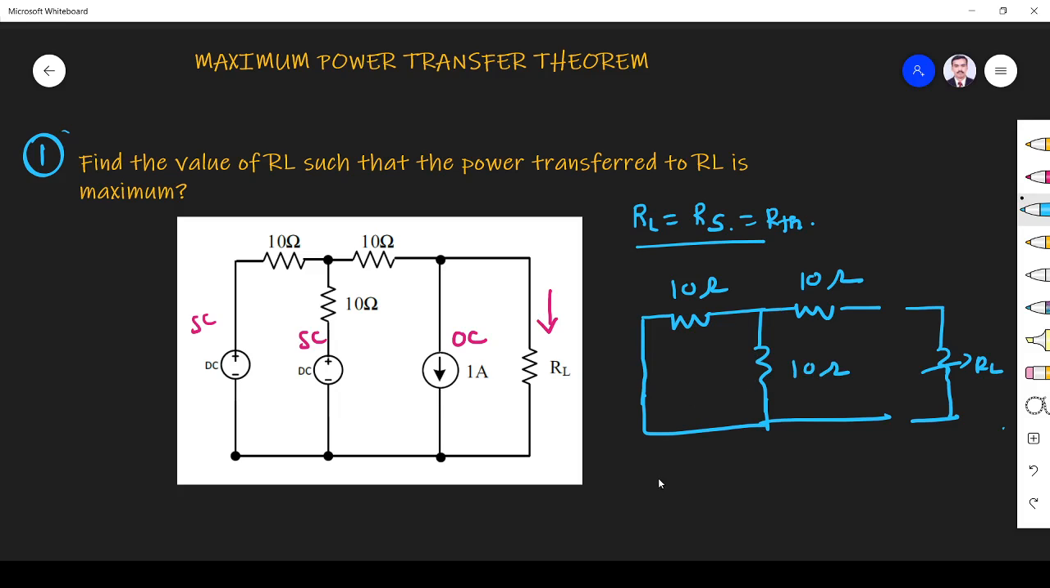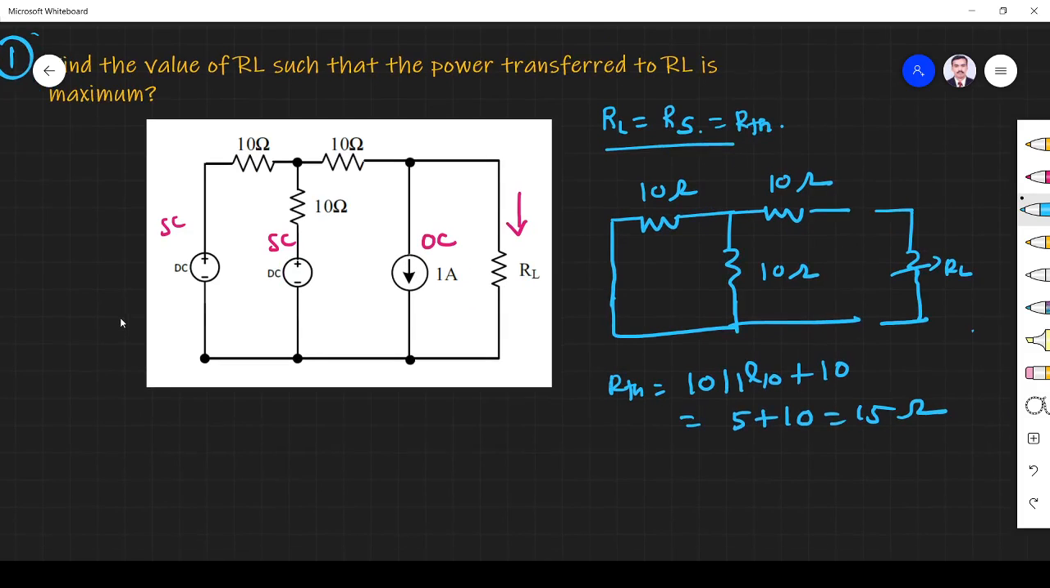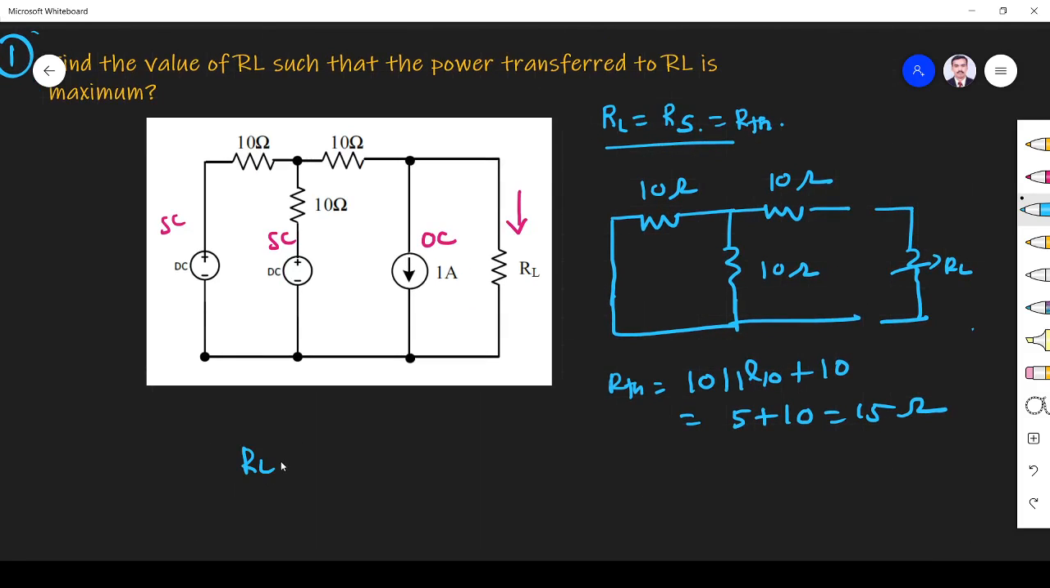So what is the total resistance? R Thevenin is given by 10. These two, 10 and 10, are parallel, and which is in series with another 10. Two equal resistances in parallel means total resistance will be half of that. So 5, plus 10, is 15 ohm. So the answer for RL is, when RL is equal to 15 ohm, the maximum power is transferred from source to load. That is the answer.